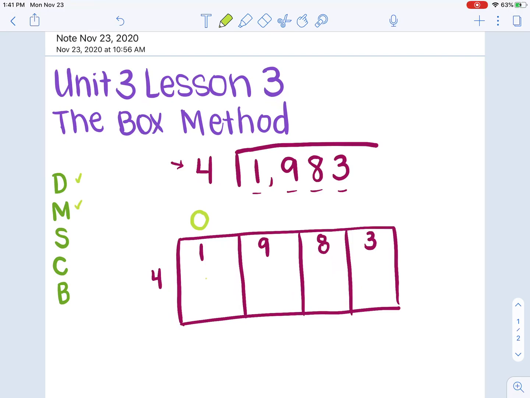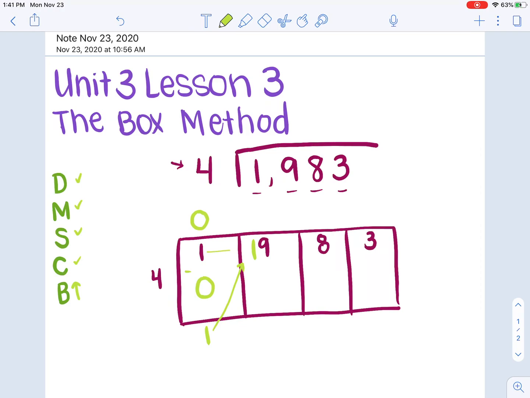Well, what's 4 times 0? 0. Now I'm going to subtract. 1 minus 0 is 1. Check. Is 1 smaller than 4? Yep. Now instead of bringing down, we're bringing up. My 9 becomes a 19.